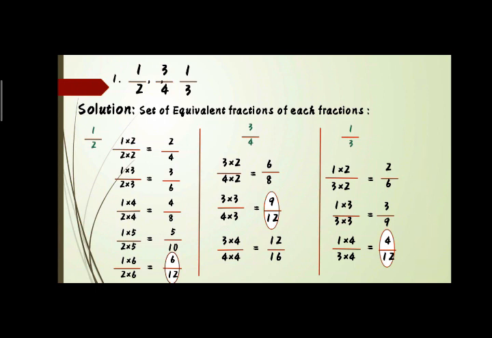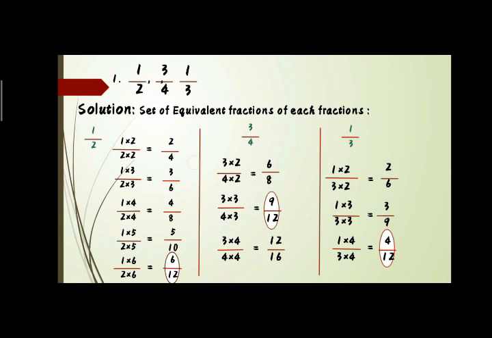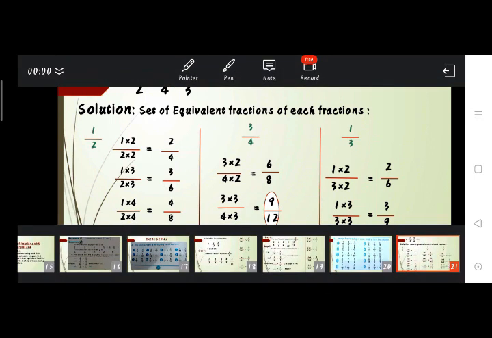First you build one equivalent fraction of 1 upon 2. The multiplier is the same for numerator and denominator. The equivalent fraction becomes 2 upon 4. Then build one equivalent fraction of 3 upon 4. The fraction becomes 6 upon 8. Now build the equivalent fraction of 1 upon 3. Multiplying numerator and denominator by the same number, the equivalent fraction becomes 2 upon 6. Now notice here, there is no common denominator. So move to the next step.